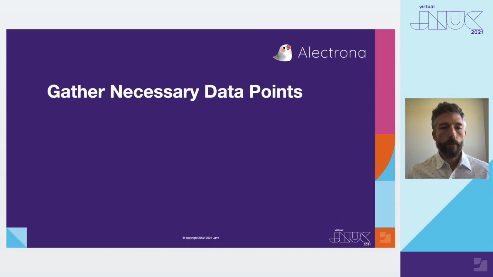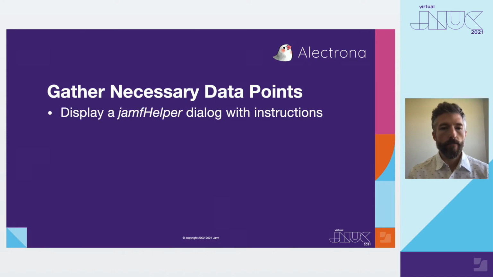So the first thing that we need to do is gather those data points that we need for the entire process. Initially, we display a Jamf Helper dialog with instructions. We do this to allow the user to connect their old device and their new device via Thunderbolt cable, and guide them on how to place their old device into target disk mode so we can attach to that old device.